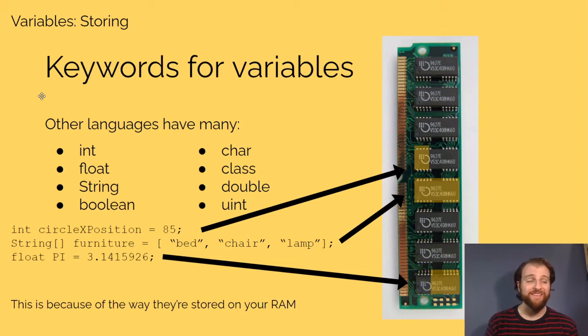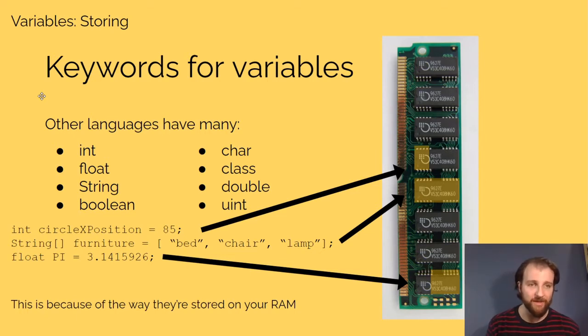Now, JavaScript makes this easy. We can just say let, and it will store any type of data, even a set of instructions. When we get to functions, you'll see how that works. But in other programming languages, you have to specify the type of data you want to store. And this has to do with the way that it's stored on your RAM. So an integer takes up a certain amount of physical space. A string array, like this furniture here, takes up more physical space on your RAM. And this is why different programming languages have this. But functionally, it's the same for you as a programmer.